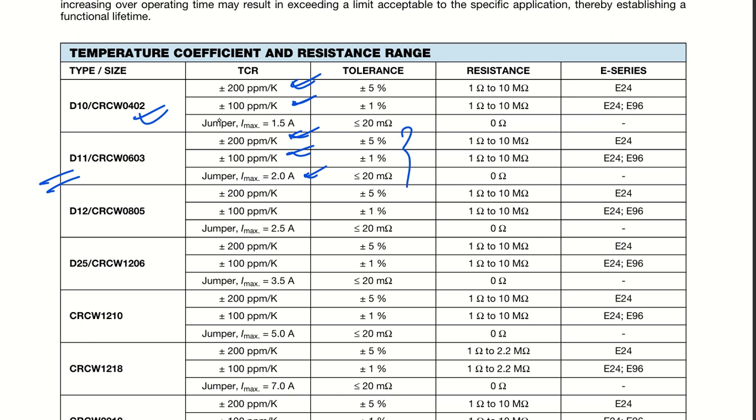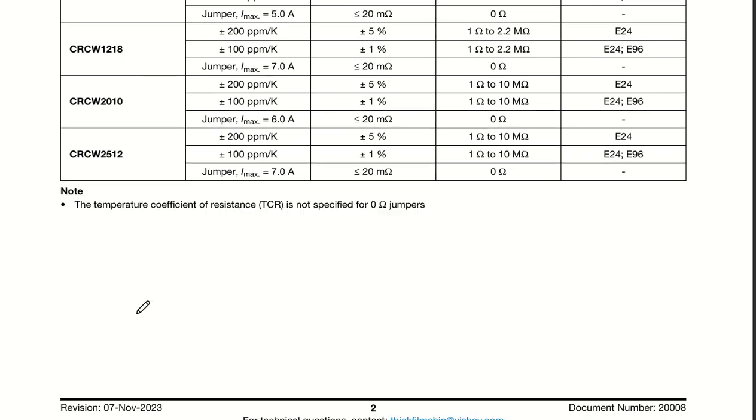We have 5% tolerance for this one, and plus minus 1% for 100 ppm. You can see for the jumper we have less than 20 milliohm value. So that's all. And we have the E series. Basically, the E96 series is much more accurate compared to the E24 series. So if you need 1% resistance, then you have to go ahead with the E96 series. Similar to that, for other packages, you can go ahead, nothing to worry about.